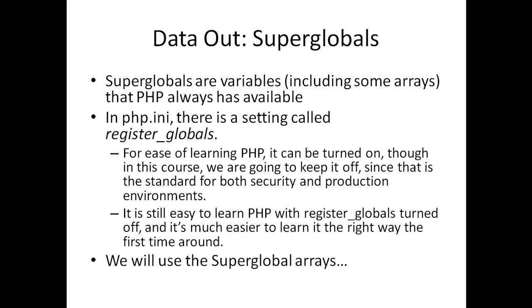Next, we'll talk about getting data out with superglobals. So superglobals are variables, including some arrays, that PHP always has available. In php.ini, there's a setting called register_globals. We talked about register_globals in, I believe, a few different units. For the ease of learning PHP, you can turn register_globals on, though in this course, we're going to keep it off since that is a standard for both security and production environments.